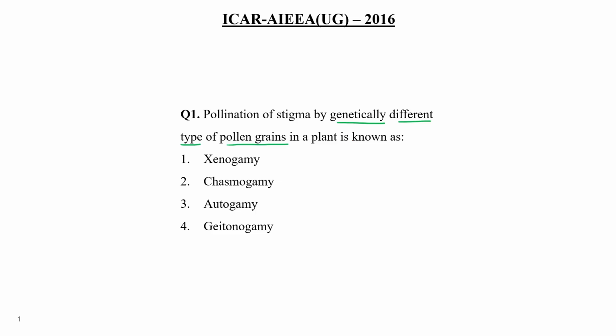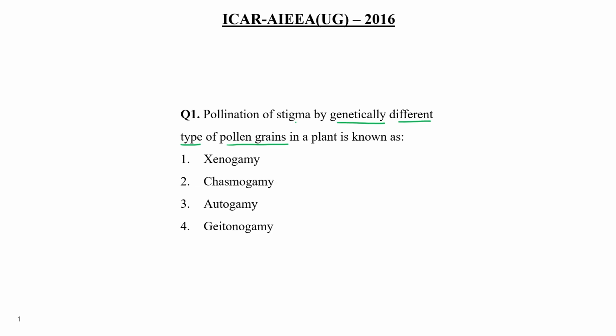It's a very easy question. You just take 5 to 10 seconds and after that we will discuss the correct answer. Genetically different type of pollen grains, right? Okay. Now let's start to discuss.